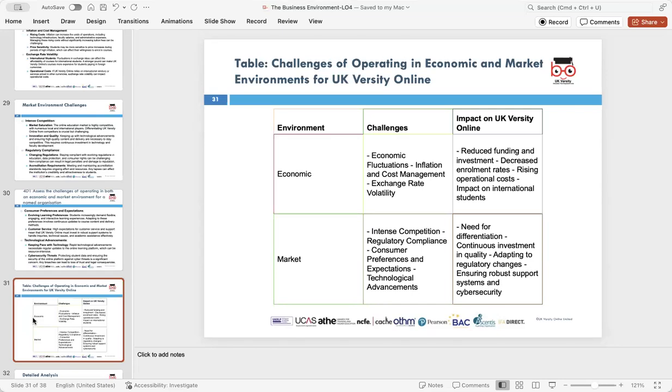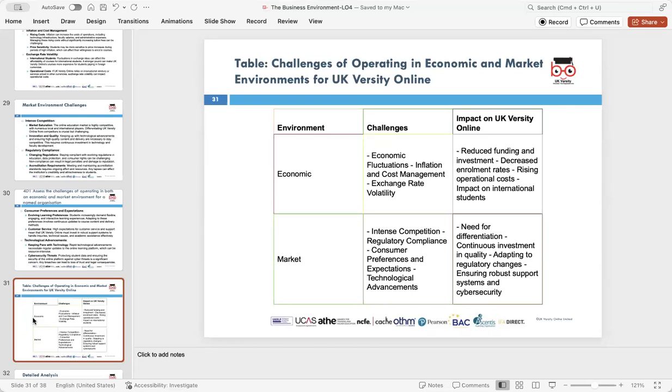Funding from both government sources and private investors can diminish. Reductions in funding can affect the institution's financial stability and its ability to invest in new technologies or expand its offering. To mitigate this risk, it is important to develop strategies to diversify revenue streams, such as through partnerships, grants, and alumni donations.